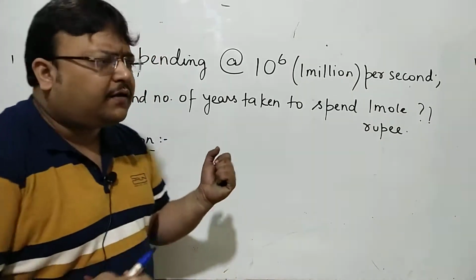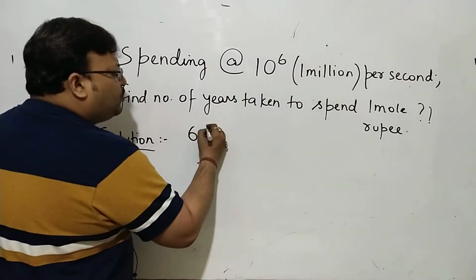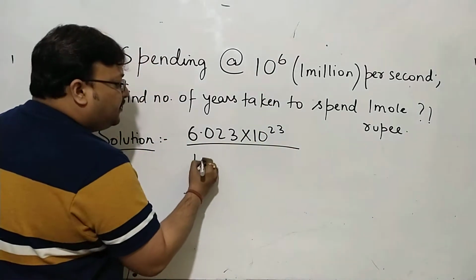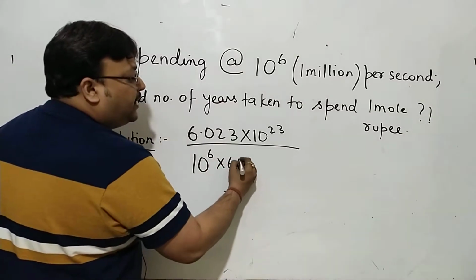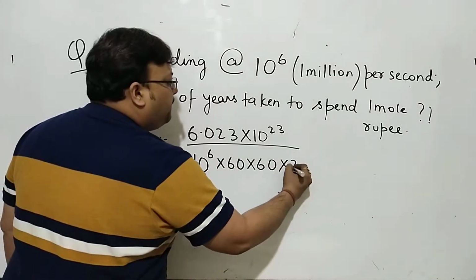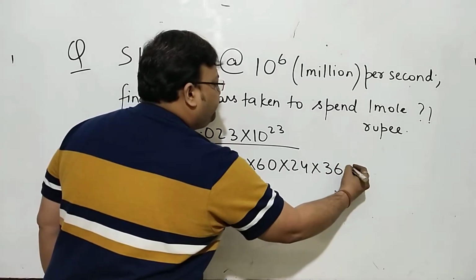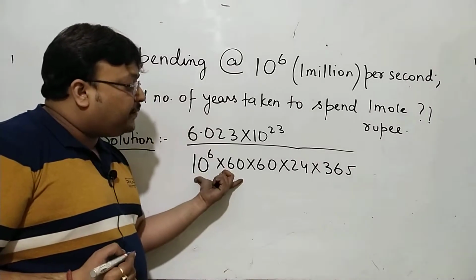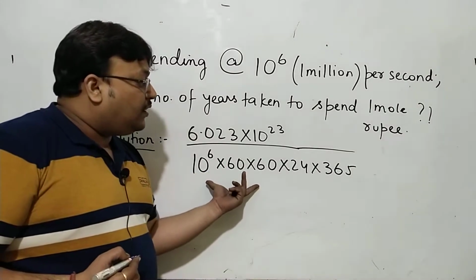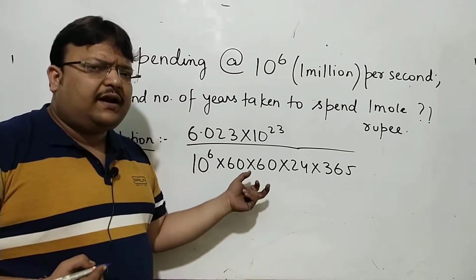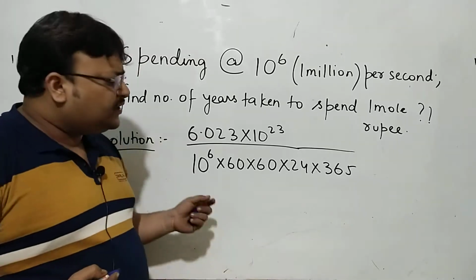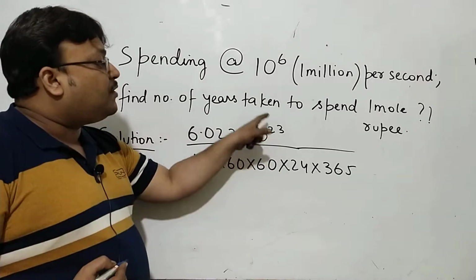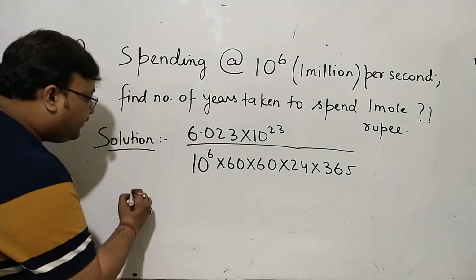Simple problem of arithmetic. The total money is 6.023 into 10 to the power 23. This is the total amount of money, and you have to spend this much per second, per minute, per hour, per day, per year. Simple. This is spent per second, into 60 per minute, into 60 per hour. 1 day has 24 hours and a normal year has 365 days. This is the money spent per year. Divide the total amount of money by it, and this will give you the number of years.